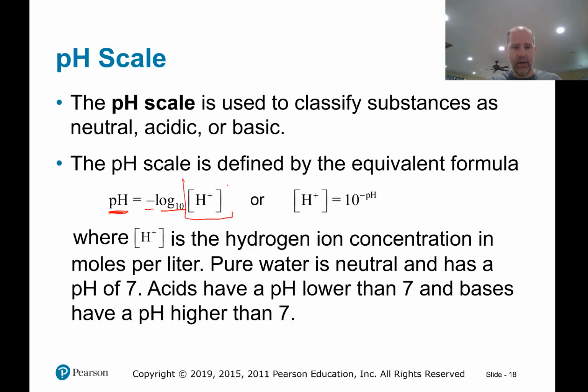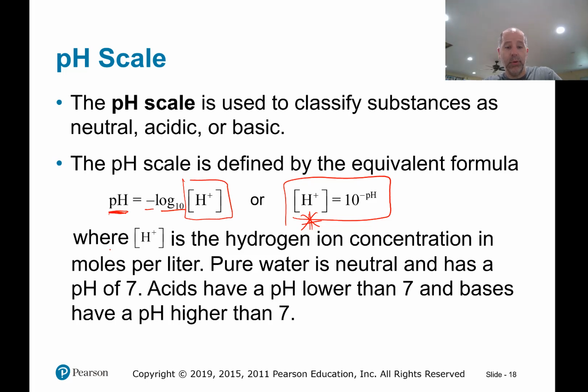And this here is a symbolism, so it means the concentration of hydrogen ions that are present. Okay, so it could be a liquid, typically it's a liquid. Okay. Now, also, we've got the equivalent exponential equation here. So if you wanted to solve for hydrogen ion concentration, you could use this formula here. But if you're looking for pH, you would use this formula here.